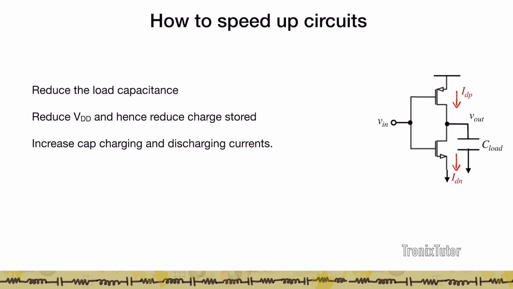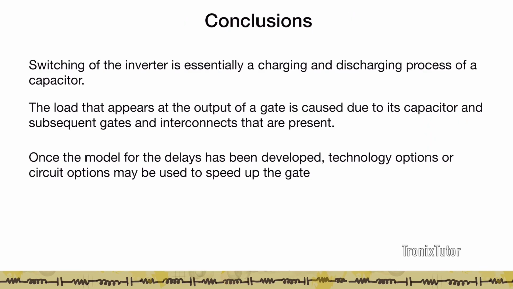And the other option is somehow if we can increase the charging and the discharging currents, that way we can speed up circuits. So this is another reason why we choose the smallest gate lengths, right? Because when L is small, we expect the currents to be very large, and so those would speed up the transitions at the output for a given circuit. So to conclude, the inverter switching can be essentially broken down into a charging and a discharging process associated with the capacitor, right? And this is the capacitor that is connected to the output node of the inverter.